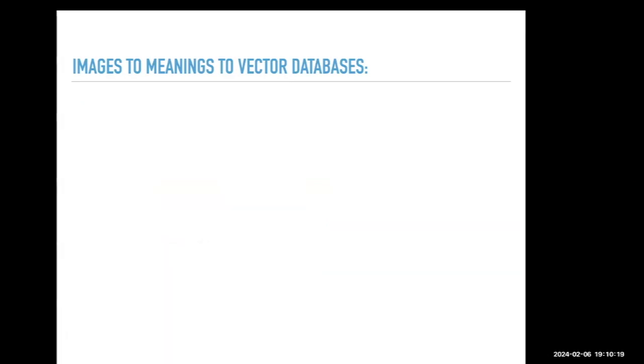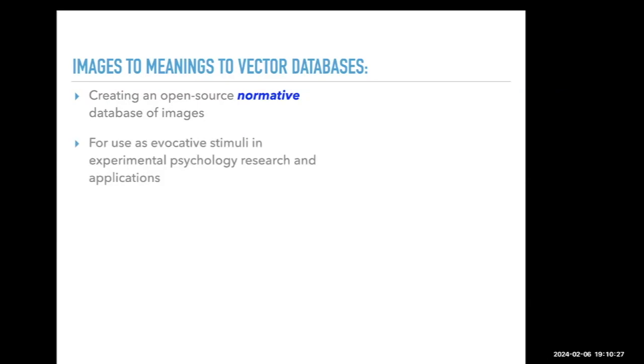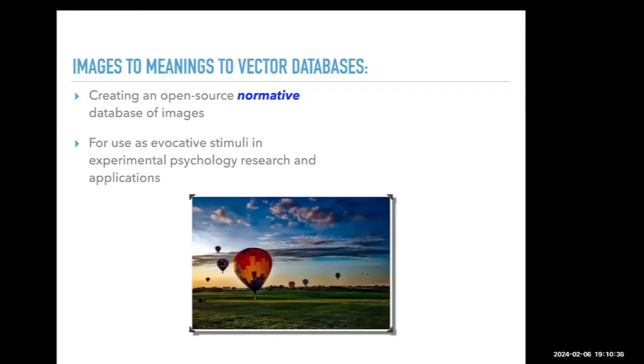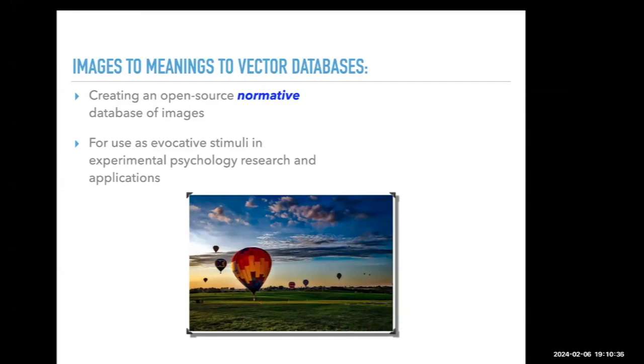And what our endeavor is here is we're trying to create an open source normative database of images. And I'll go through a little bit of detail what I mean by that. The intention here is to use this as evocative stimuli in experimental psychology research and applications. So when I say evocative, I mean either cognitively evocative or emotionally evocative. So these are basically the types of stimuli that you'd use in various types of experiments, et cetera.